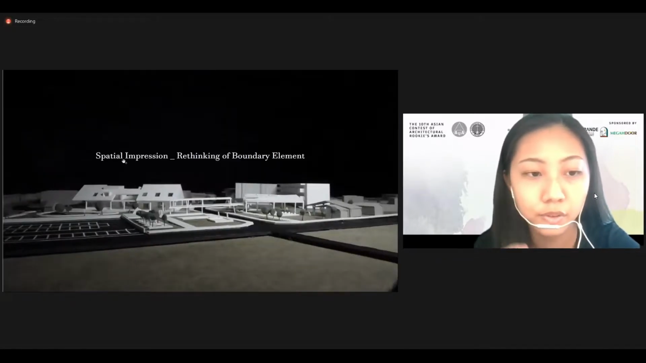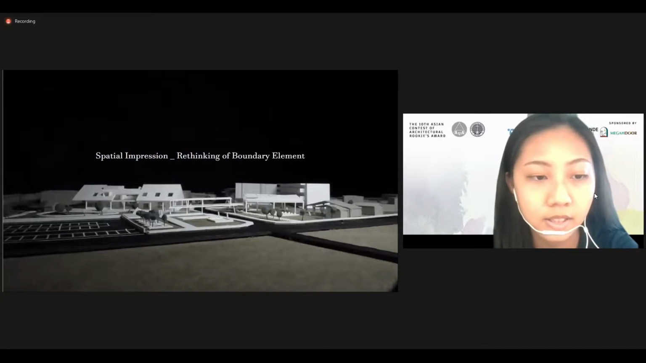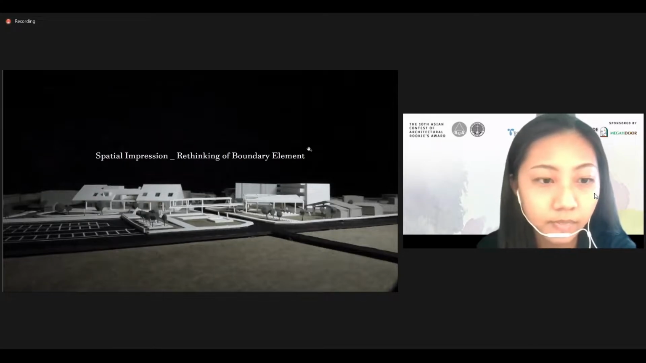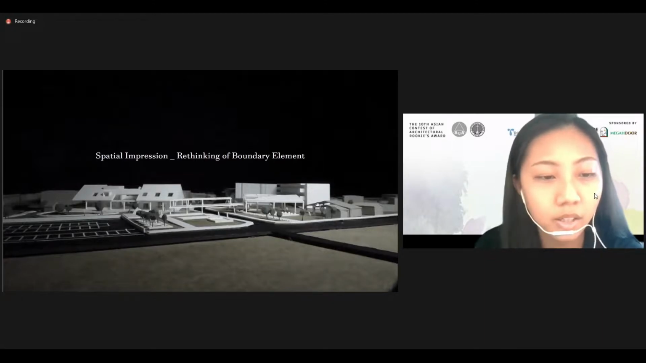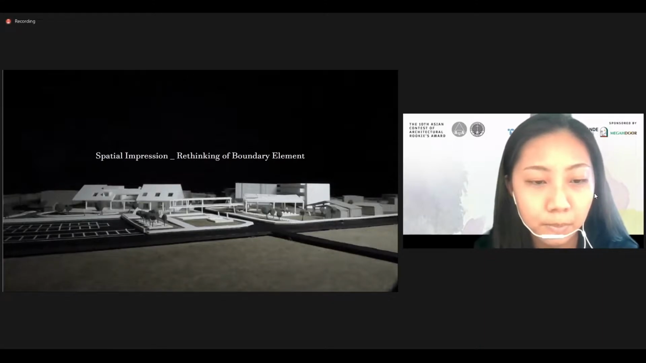I'm Fu Shenhui from Taiwan, Fengjia University. My topic is spatial impression: rethinking of boundary element. In the design project, I try to use architecture to describe the urban and rural memories in Shanxi, using the space elements derived from the site to rethink as a whole.